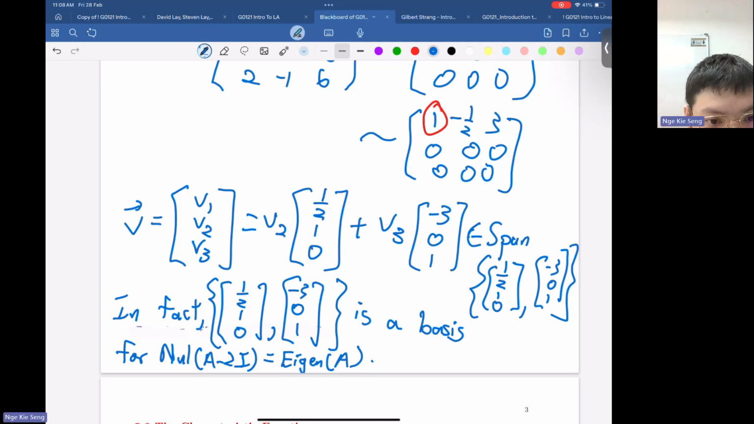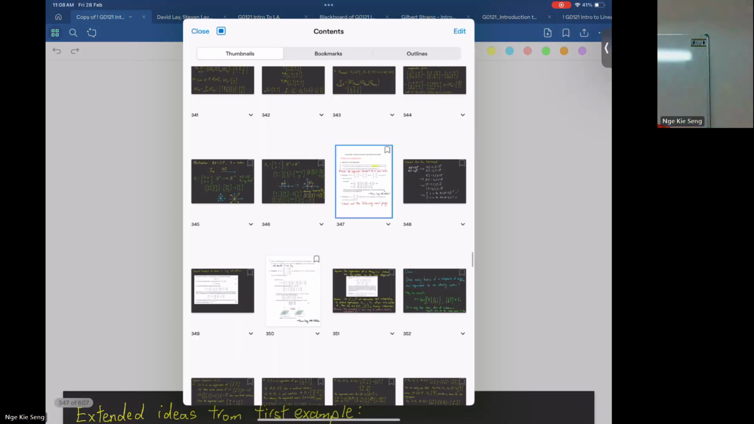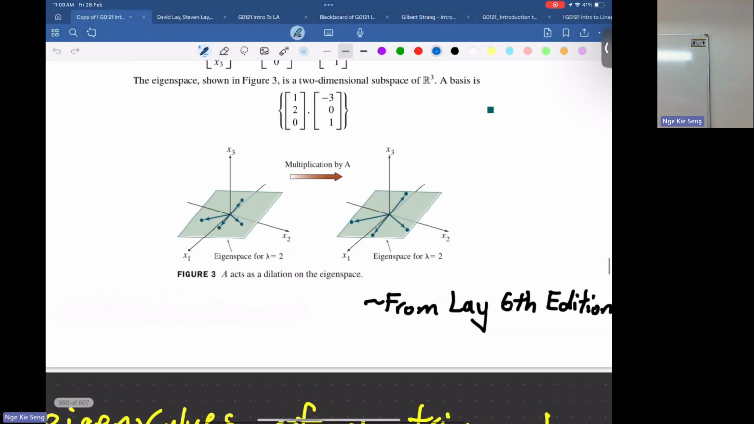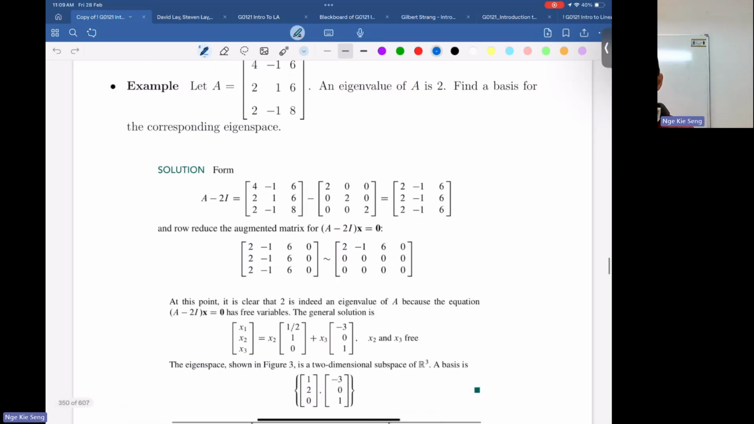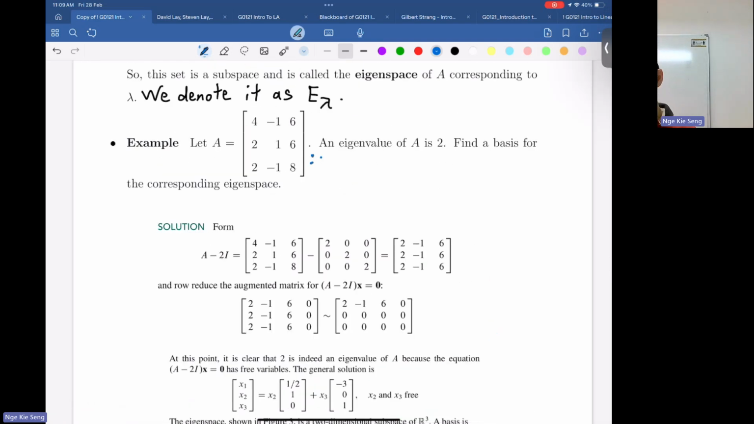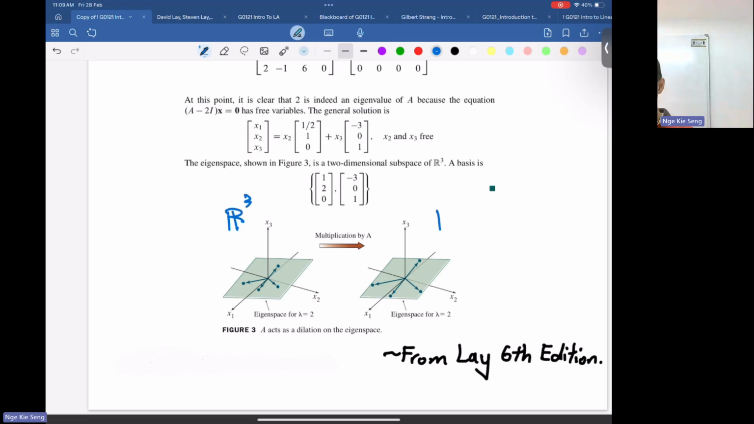Should I show you a picture or not? Okay, so is everyone okay with this part? Okay, so let's see what happens in the geometry. This is a map from where to where? You can think of the matrix as a matrix transformation from R3 to R3. So you have two copies of R3 here.